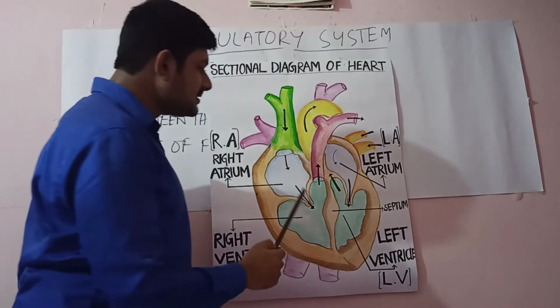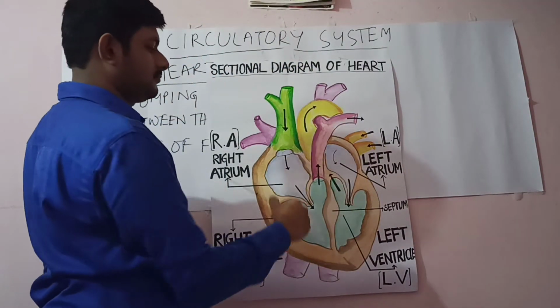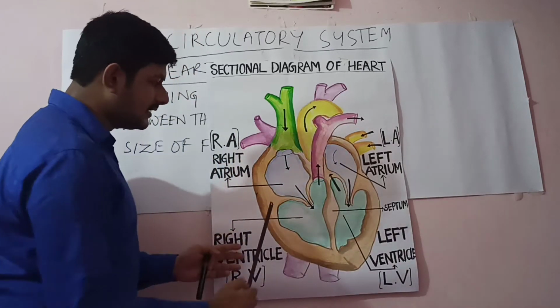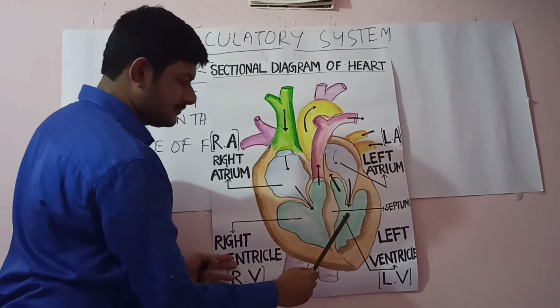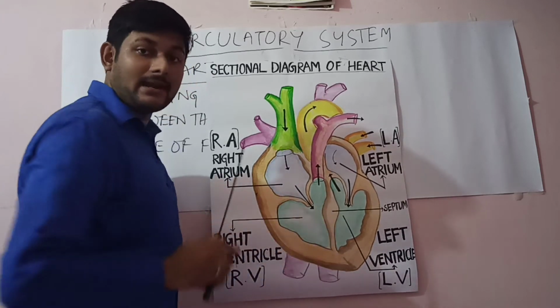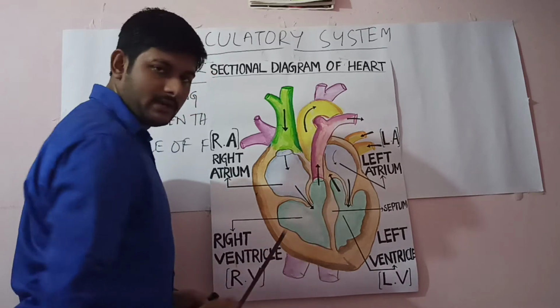Okay, this is a sectional diagram of the heart. It is the total structure, the sectional diagram of the heart. Here you can see there are four chambers present. The upper two chambers are called atria and the lower two chambers are called ventricles.